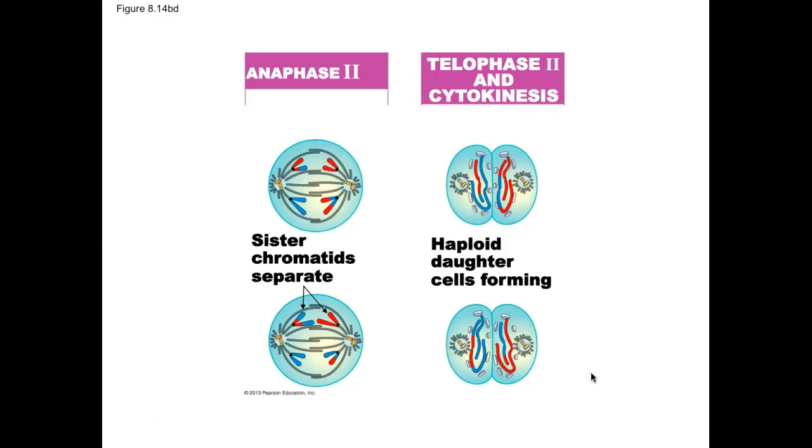Okay, so that is the key in meiosis, that every single one of your sperm and every single one of your eggs that you make throughout your whole life is going to be different genetically from each other.